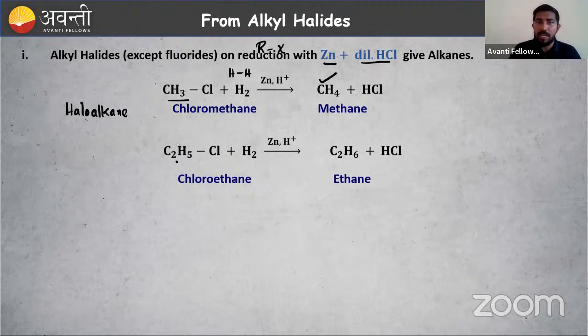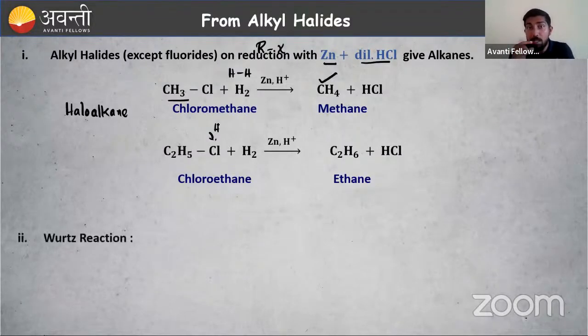So chloroethane plus H2 in the presence of Zn and H plus, I'm getting ethane. So what to do here? In C2H5, instead of the chlorine, add a hydrogen. So I will get C2H6, that is ethane. That is the simplest way to remember this reaction. This reaction is not of that much importance for us now. Then what is important, sir? Important is Wurtz reaction, a name reaction.